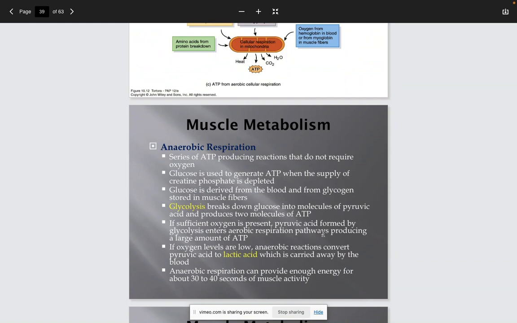So, metabolism, anaerobic respiration. I said that the important thing to know is that it is a series of ATP producing reactions that do not require oxygen. We said here that glycolysis breaks down glucose into molecules of pyruvic acid and produces two molecules of ATP. If oxygen levels are low, anaerobic reactions convert pyruvic acid to lactic acid, which is carried away by the blood. I want you to know that this lactic acid production occurs in the absence of oxygen.